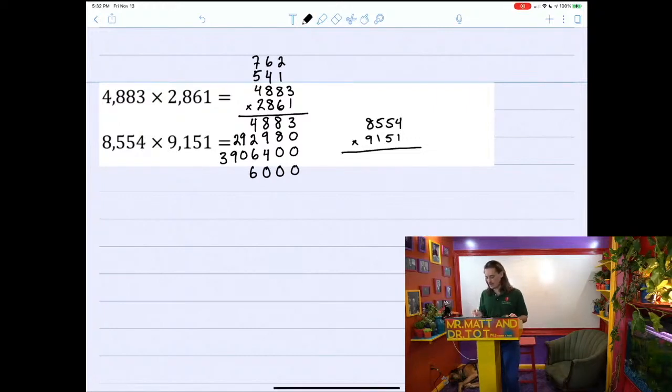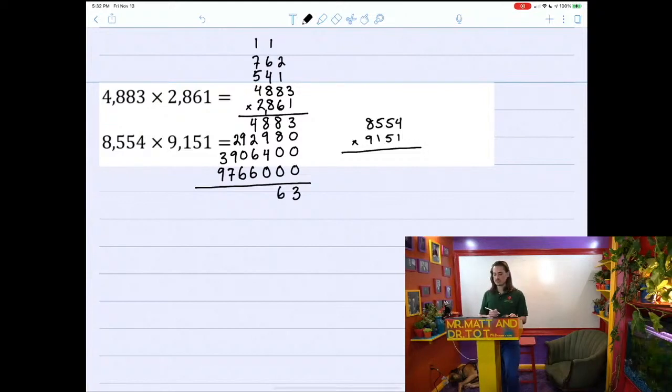So now we're going to add up all of these values. 3 plus 0 plus 0 plus 0 is just 3. 8 plus 8 plus 0 plus 0 is 16. So keep the 6, carry over the 1. 1 plus 8 plus 9 plus 4 plus 0. 1 plus 8 is 9. 9 plus 9 is 18. 18 plus 4 is 22. 22 plus 0 is still 22. So keep the 2, carry over the 2 in the tens group.